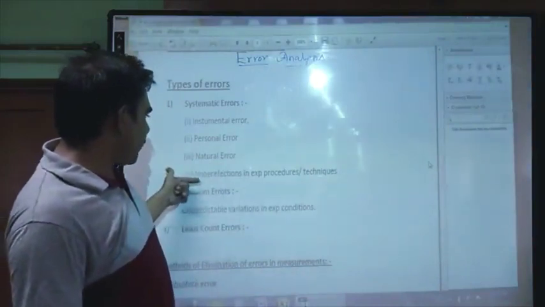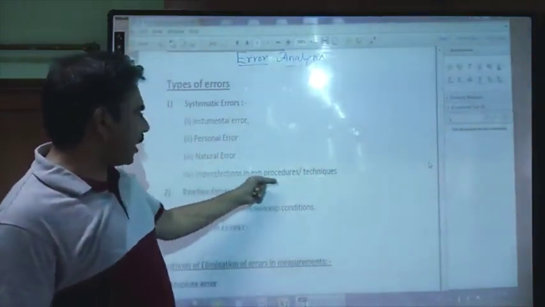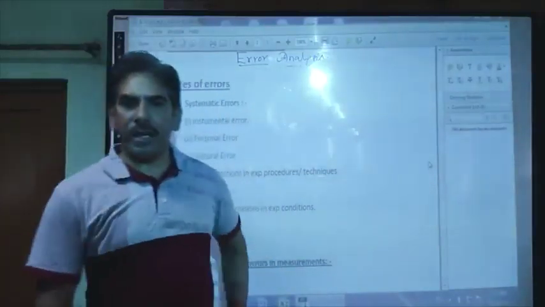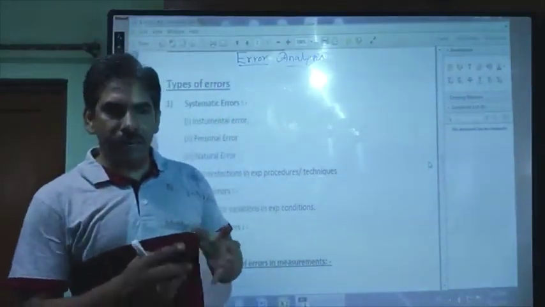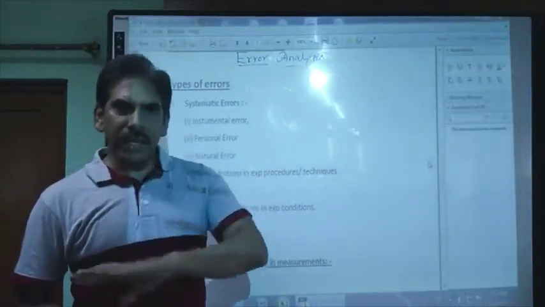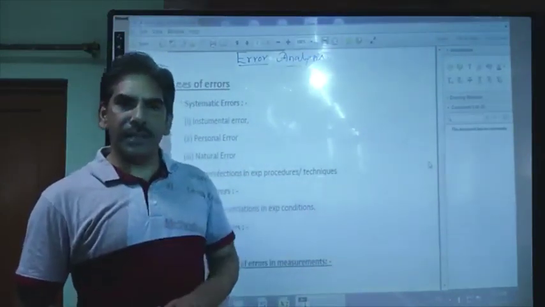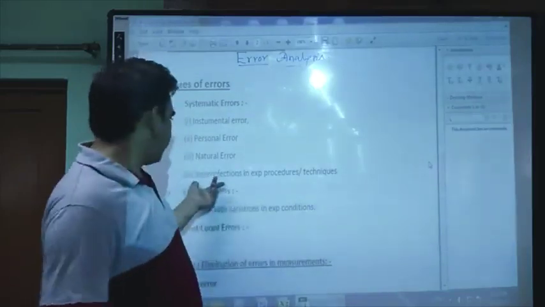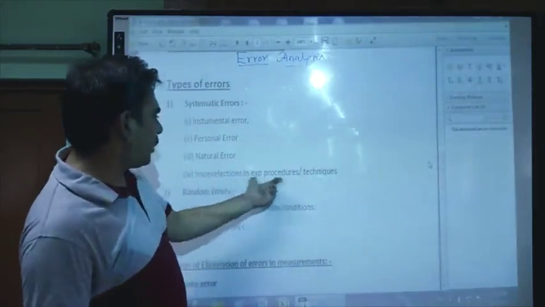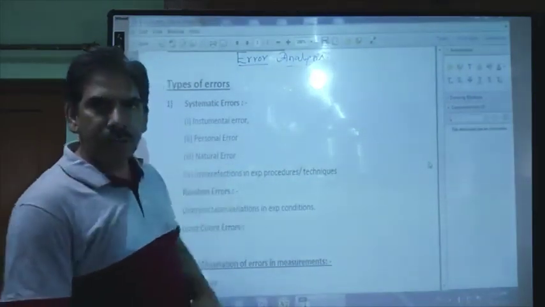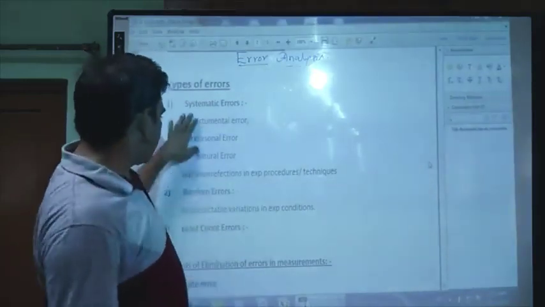Fourth, systematic error is the imperfection in the experimental procedure or techniques. Probably the techniques, methods or procedure which we are following to carry out an experiment may not be precise or accurate. So the error arising due to that inaccurate method, procedure or technique is called imperfections in the experimental techniques. So there can be four types of error.